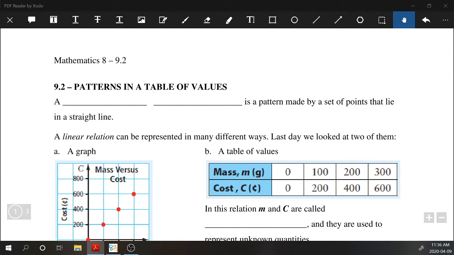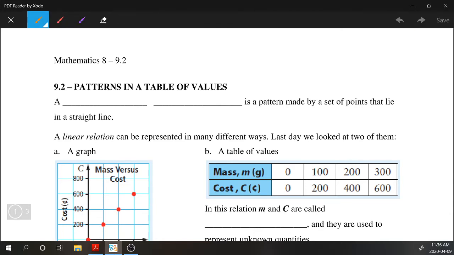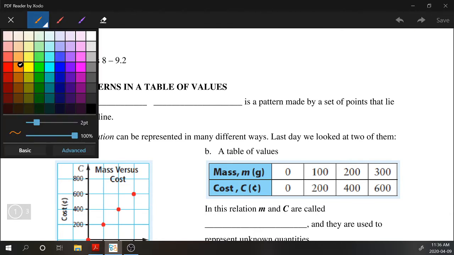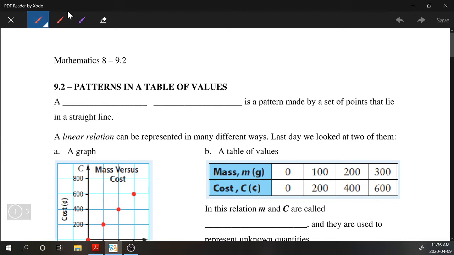Hello, everyone. So we're going to go over 9.2, patterns in a table of values today. And we're going to start by talking about a linear relation in more detail. So we're going to start by describing what a linear relation is. A linear relation is a pattern made up by a set of points that form a straight line. They don't need to be connected together.